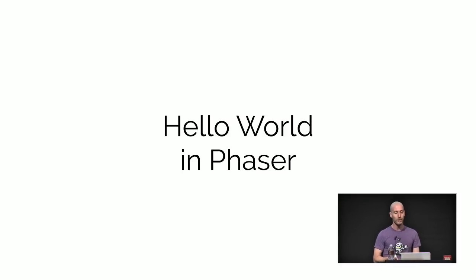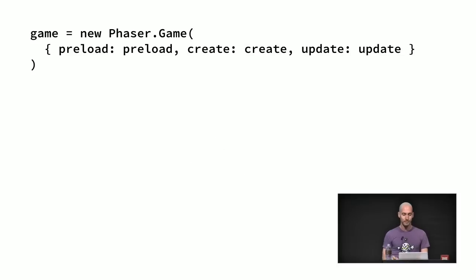What does Hello World look like in Phaser? First, we're going to need to make a new game. And that's just as simple as calling new Phaser.Game and giving it an object. And this object can be a game state, so we can have different named game states and just drop one of those in here. But the simplest thing is to just give a JavaScript object literal with three callbacks defined.